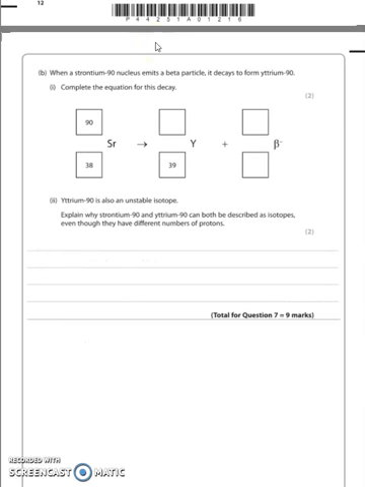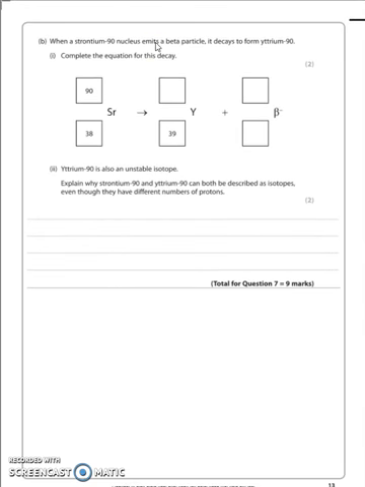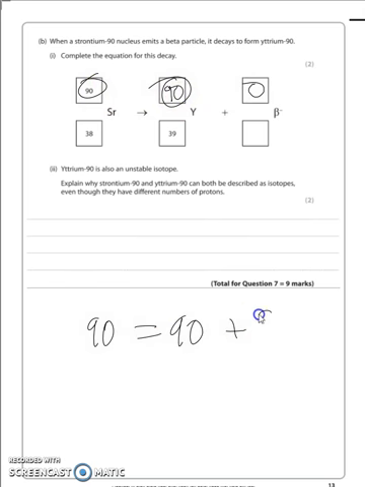Okay, so the next thing, we're going to complete the emission of the beta particle from strontium-90, and it forms yttrium-90. So we're going to complete the equation for this decay. So if it's yttrium-90, then that number should still be 90. Now, if that's 90 and this is 90, then what we have for an equation on the top is 90 equals 90 plus what?